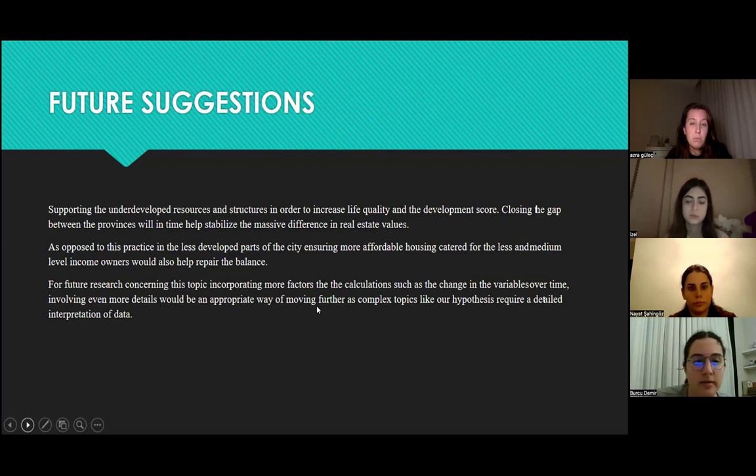Also, practice in the less developed parts of the city, ensuring more affordable housing, is one. For future research concerning this topic, incorporating more factors into the calculations, like variables over time involving even more details, would be appropriate, since this is a complex topic that needs a lot of details.